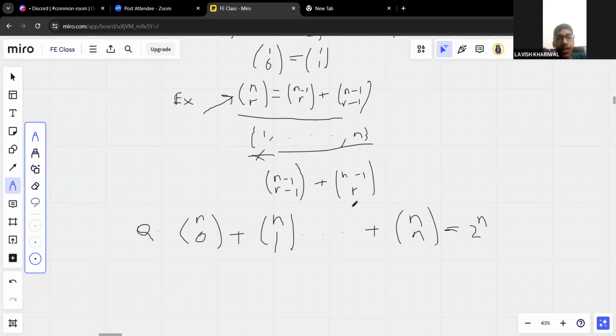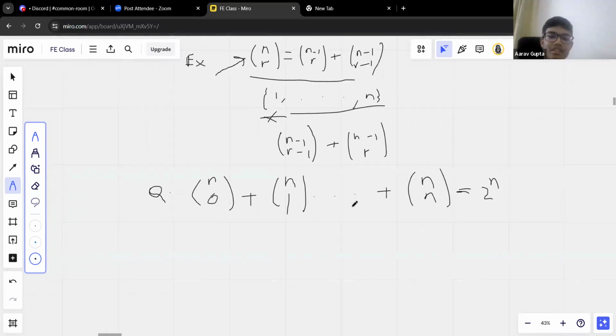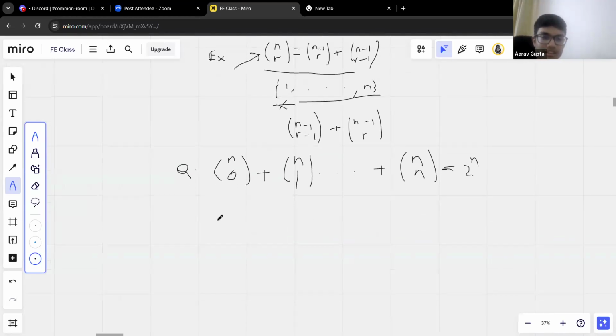I guess we have two methods. Actually, I have read two. First, we can use induction, or we can show a bijection of two sets. One is this, and the second is of binary numbers. I'll just give the bijective solution.